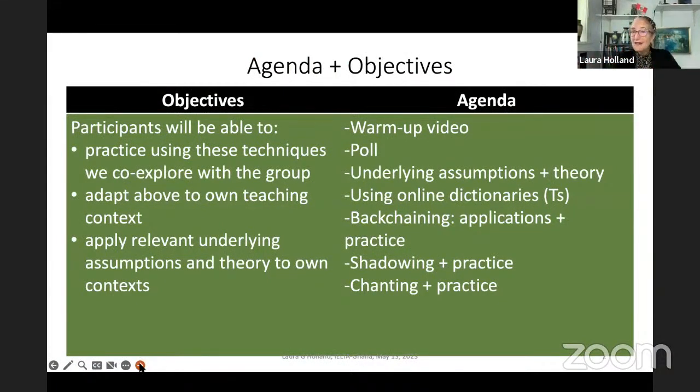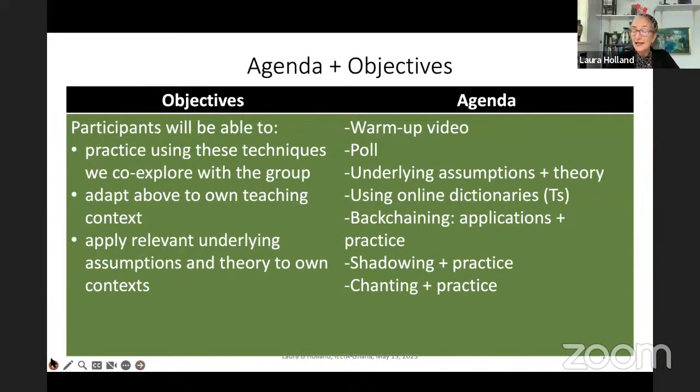So here are our objectives for today, for this session. And then I'll give you a little overview of what we will do. So my hope is that you all will be able to practice using these techniques that we co-explore with the group. Now, I would rather that we were together in the same room, and then it's really, really fun to do it. But I've done it this way online also, and we can do it, especially if you really try.